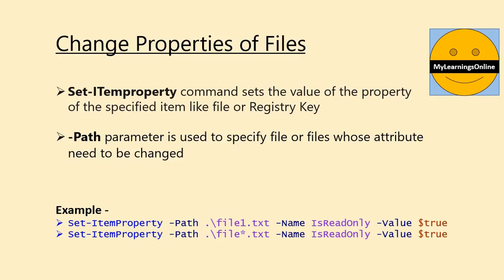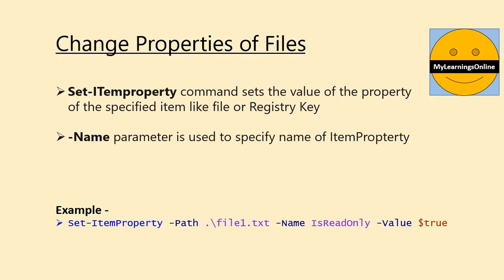under the Path parameter. The Name parameter is used to specify the name of the item property whose value we want to change, like IsReadOnly and Attributes are properties of a file. In this example, we are trying to change the value of the property specified under the Name parameter.